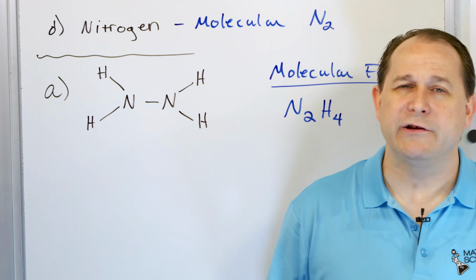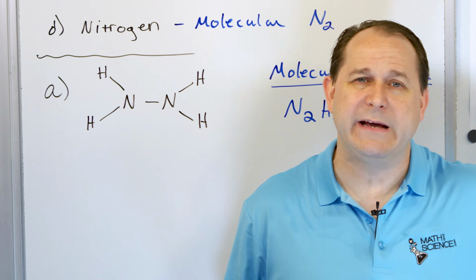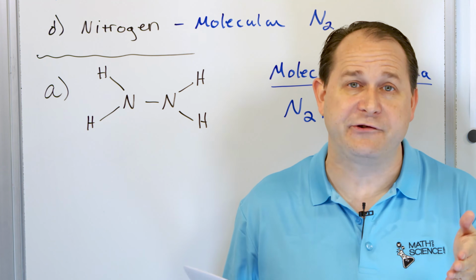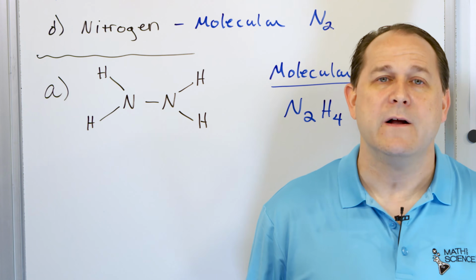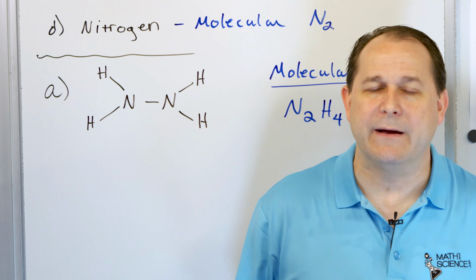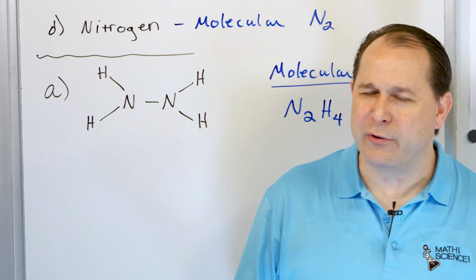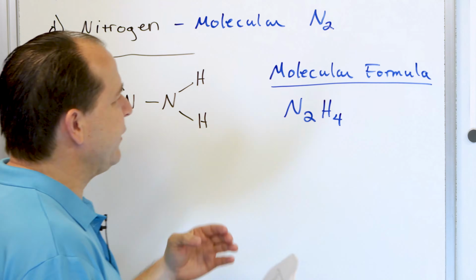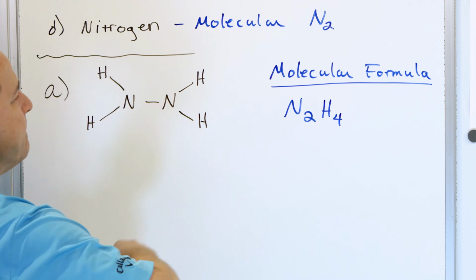So the shape of the molecule is actually critically important as we get later on in chemistry, especially into organic chemistry when we talk about organic compounds. But I'm just kind of giving you a preview mostly. So this is the molecular formula. Now, what is the empirical formula?